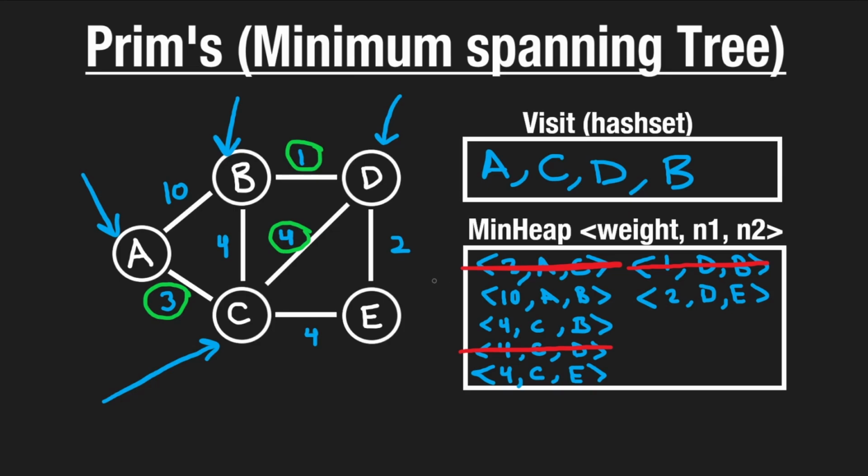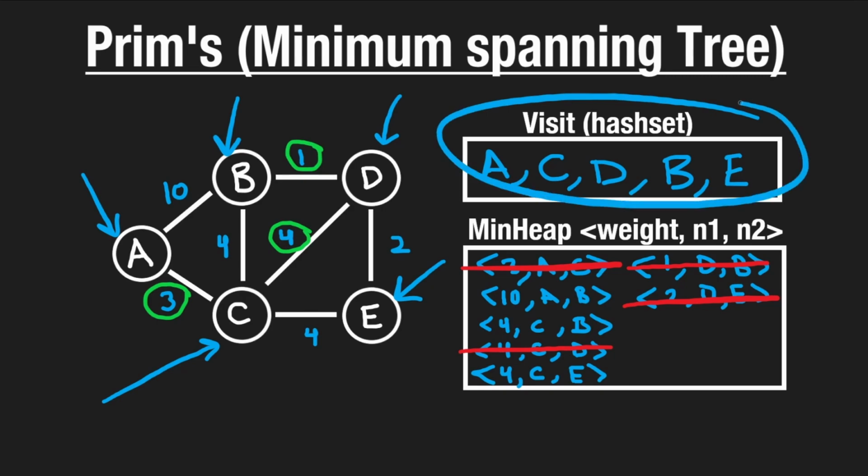Now we're going to pop one more time. We're going to pop this edge with a weight of 2, connecting D and E to each other. So E is a part of our frontier. We're going to make sure to add E to the visit hash set. And at this point, we know that we're done actually, because the size of our visit hash set is the same as the number of nodes in the input.